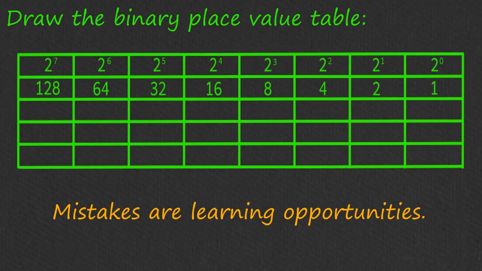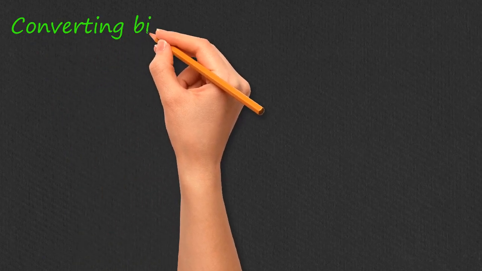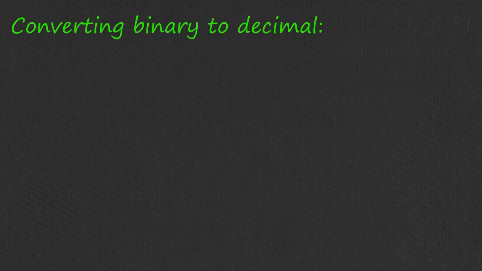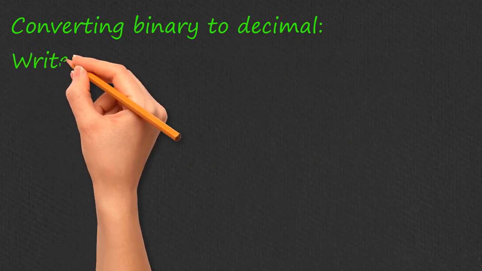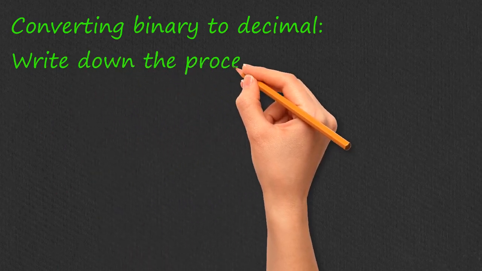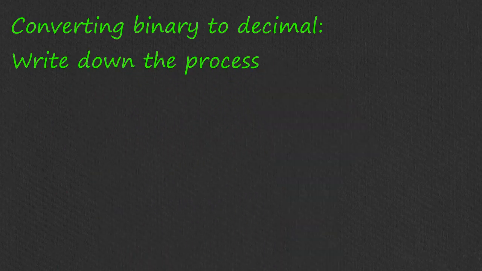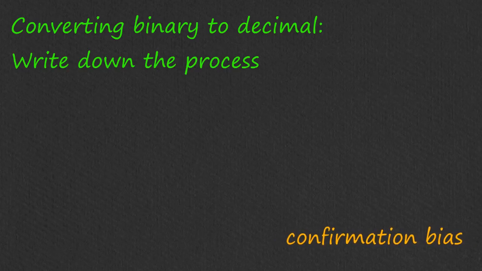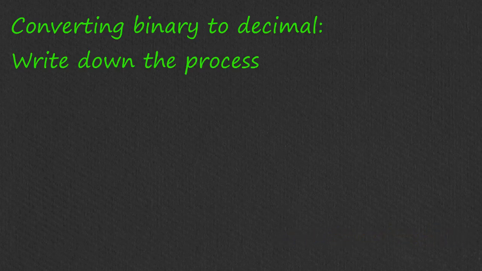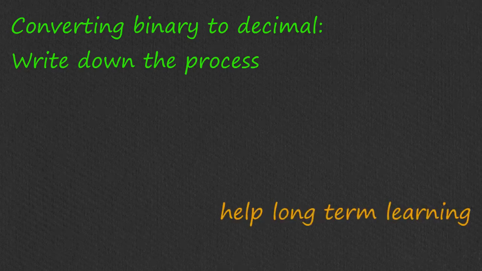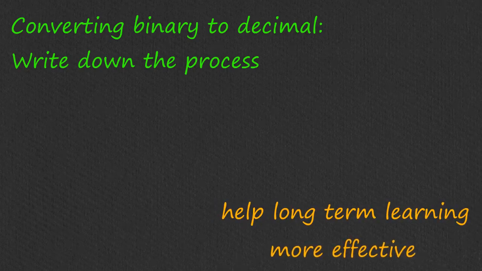Next, can you remember what we did when we converted binary numbers to decimal using the place value table? Pause the video here and try to write down the process. Don't just think about it, but actually write it down. We are prone to confirmation bias, and once we hear something, we easily fool ourselves into believing we said the same thing. Writing down things prevents this very common mistake and will help your long-term learning become more effective.